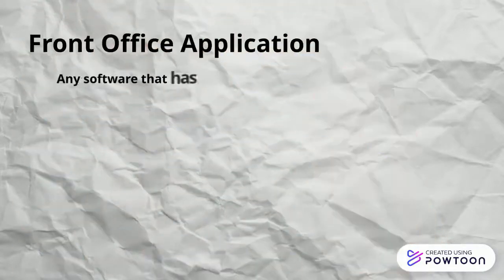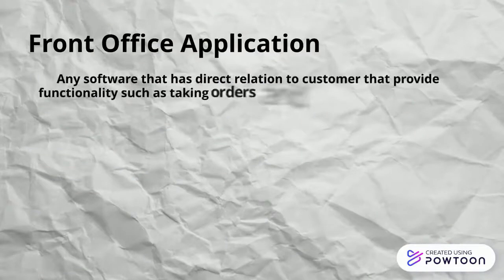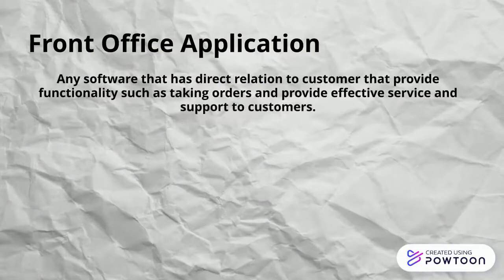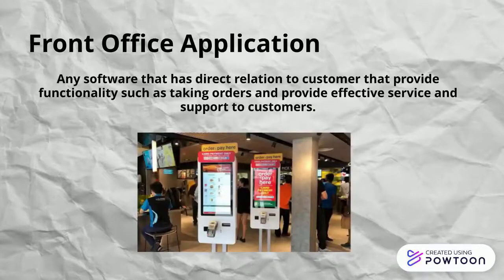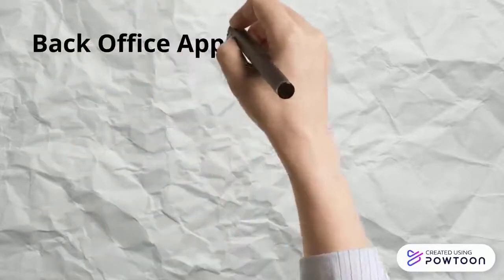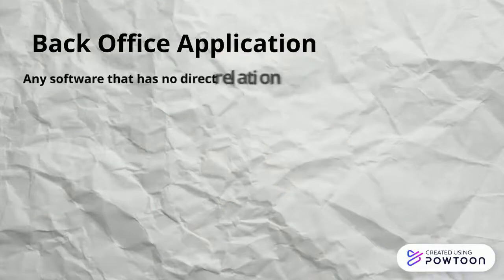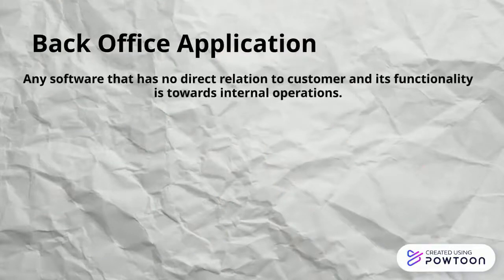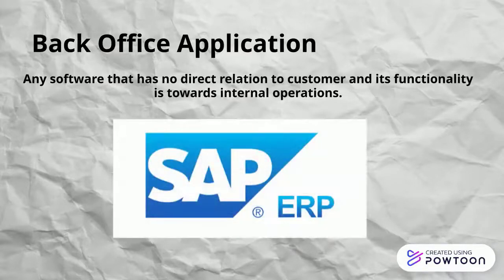Front office application is any software that has a direct relation to customers that provides functionality such as taking orders and providing effective service and support to customers. An example is McDonald's kiosk. Back office application is any software that has no direct relation to customers and its functionality is towards internal operations. An example is the SAP ERP system that Walmart currently uses.